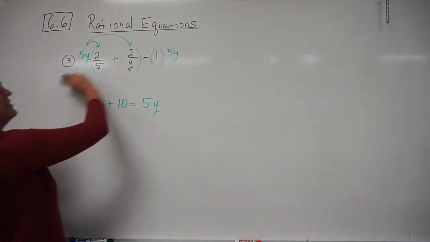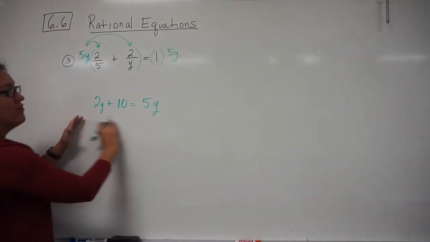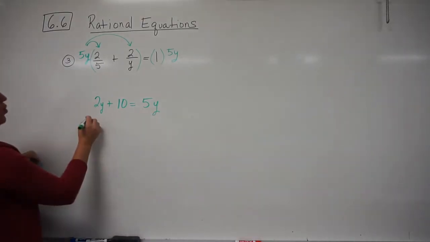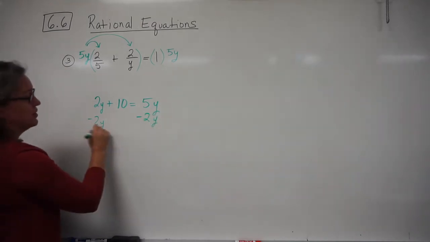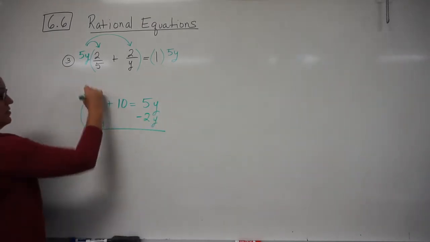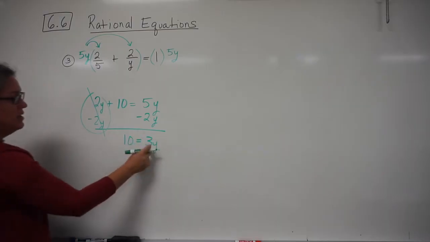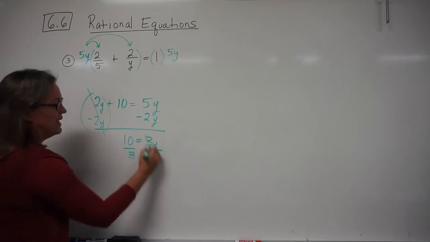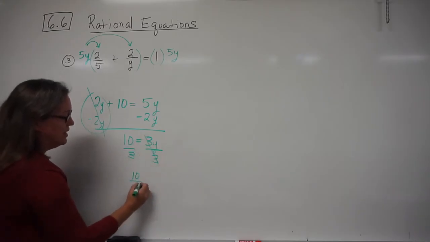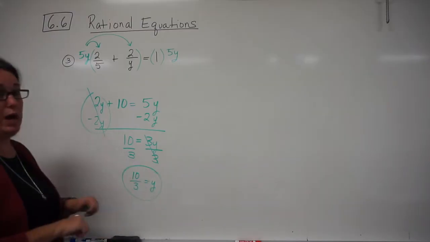Now, I wanted to erase it, but I'm not going to. But pretend this is just gone. You don't have any fractions left. And you just work the problem like you've known how to do since your pre-algebra class. You zero out. 10 equals 3y. To finish it off, we're going to divide both sides by 3. So the answer is that 10/3 is equal to y.